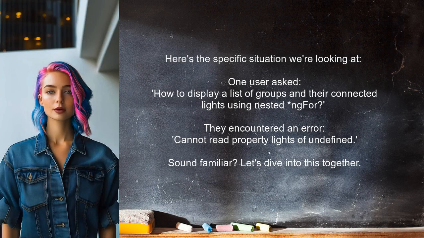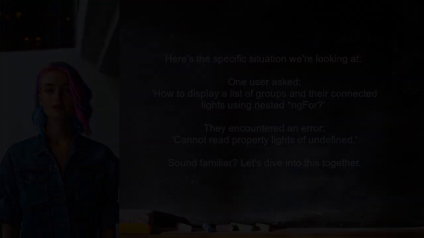Here's the specific situation we're looking at. One user asked how to display a list of groups and their connected lights using nested ngFor. They encountered an error that says, "cannot read property lights of undefined." Sound familiar? Let's dive into this and find a solution together.